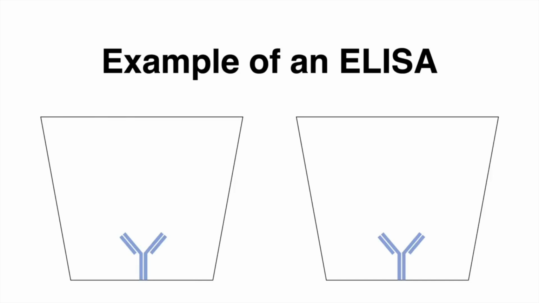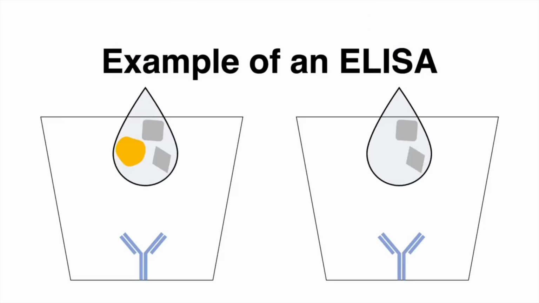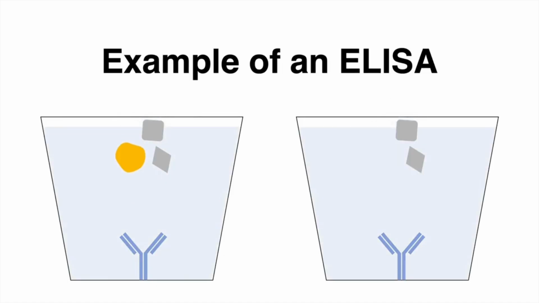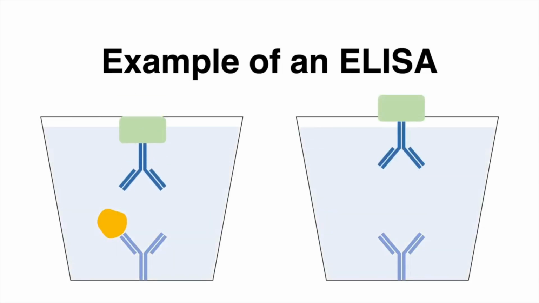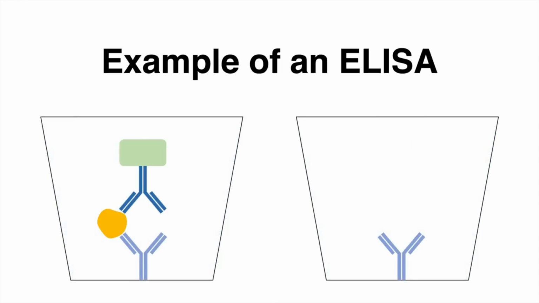The second step is blocking. All unbound sites of the solid support are blocked to prevent non-specific binding of the antibody. Blocking buffers like BSA or non-fat dry powdered milk in PBS or TBS at pH 7.4. Protein in the blocking solution will be attached to the membrane in the plate where the target protein has not been attached. So excess blocking agent is removed by washing the plate with the washing buffer, so that excess blocking agent can be removed.